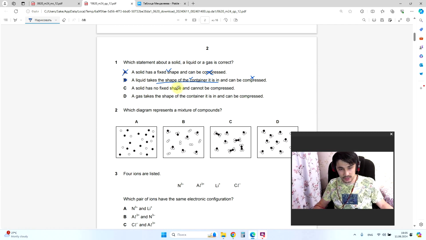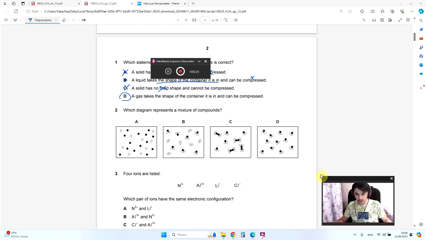A solid has no fixed shape. Automatically cancel out, so we know solid has a shape, so it's not our option. Look at the last one, so option D. A gas takes the shape of the container. Absolutely right. If you remember, any gas occupies the whole container that it has and can be compressed. If you remember, only gases are compressible, so D is the correct answer.